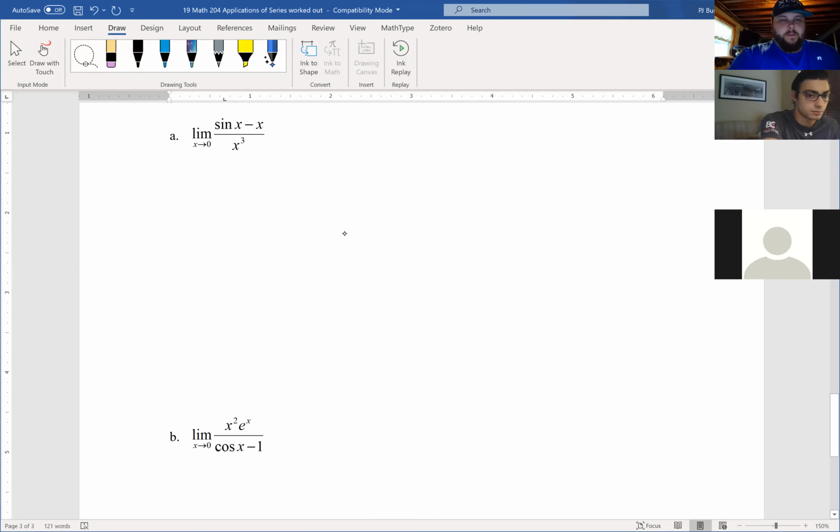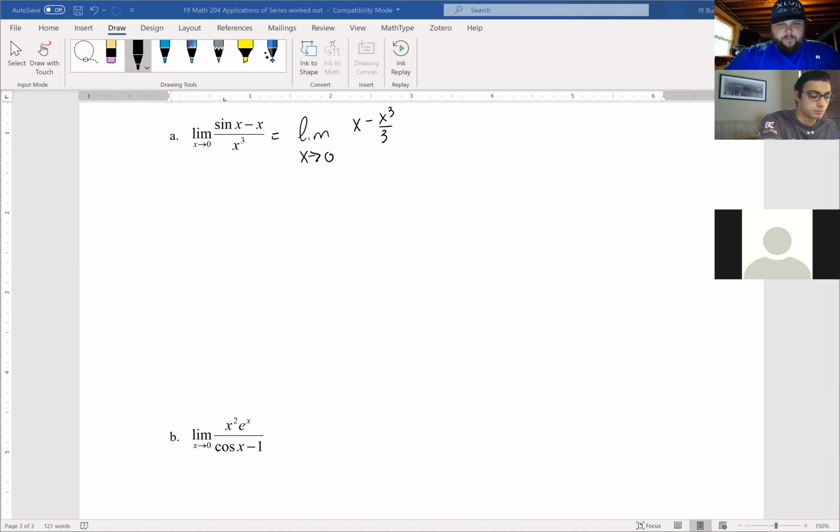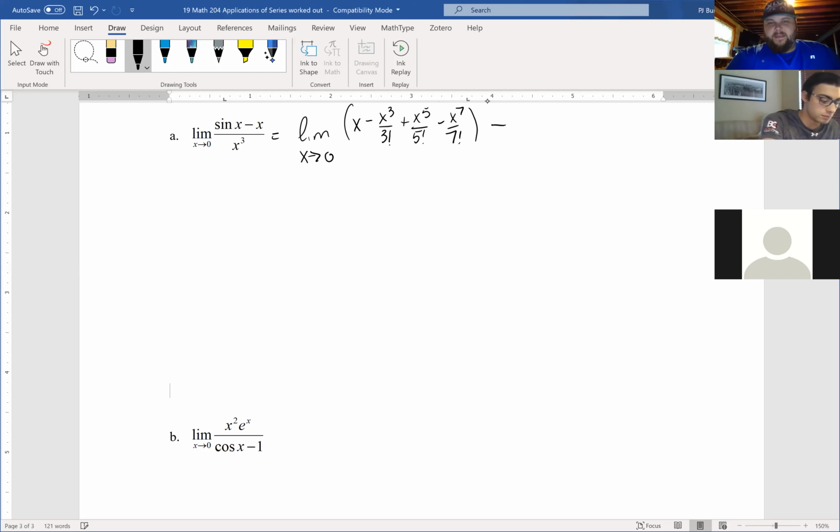So I am simply replacing the sine of x with x minus, so let me just make sure I got this correct. So x cubed over 3 factorial, x to the 5th over 5 factorial, and minus x to the 7th over 7 factorial. That's all sine of x. Then we have minus x and divide by x cubed. So if we realize we've got all addition, subtraction up top, the only reason I put the parentheses in the first place was just to pinpoint that it's all from sine of x.